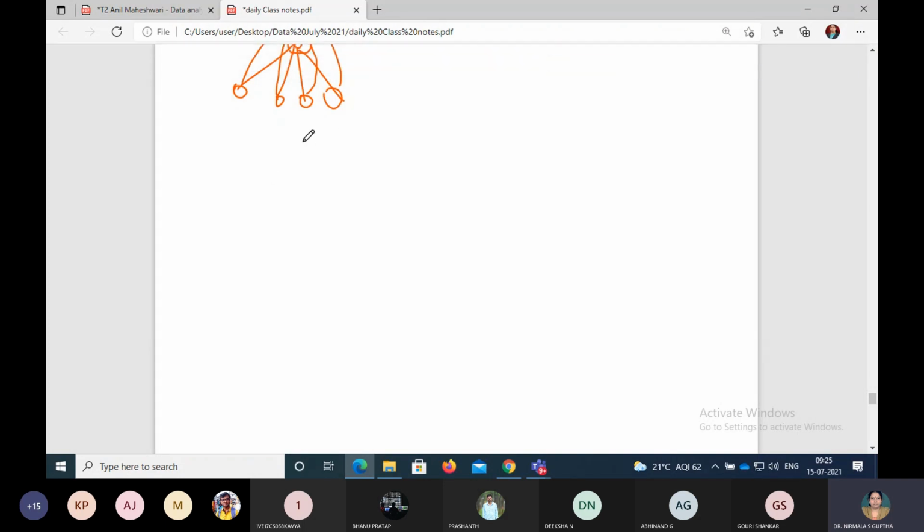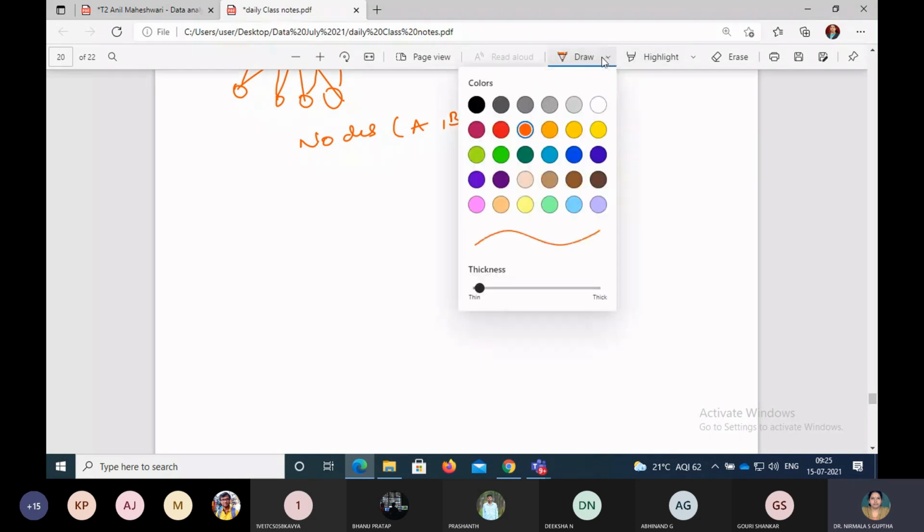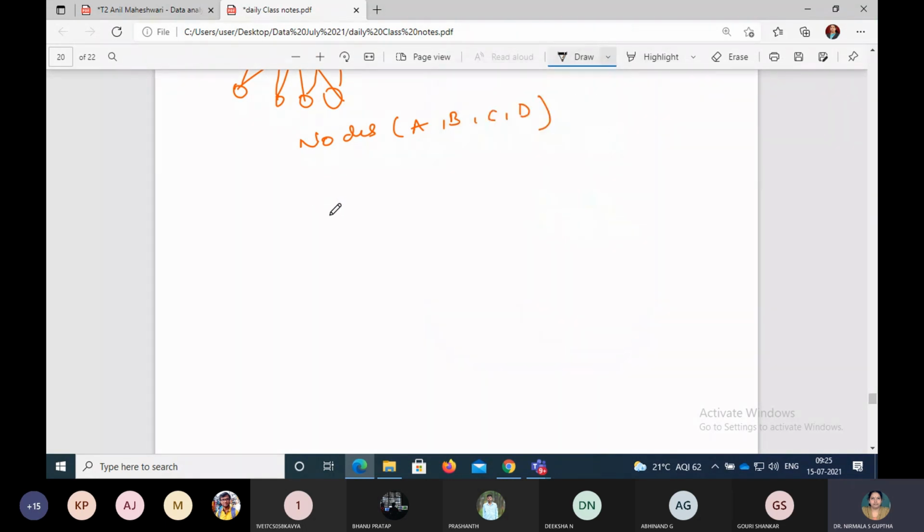So let us have only 4 nodes. Let me call those nodes A, B, C, D. Let me use the black color, because the other colors will be used to represent other things. It's a very simple network. So A, B, C, D. There are 4 nodes. Let us draw the outflow arrows also, meaning the pointing lines which are connecting.